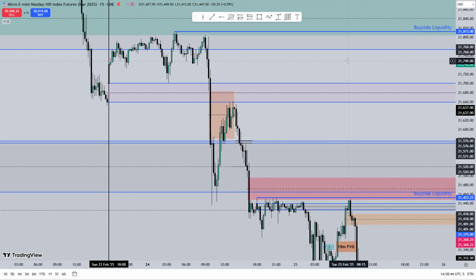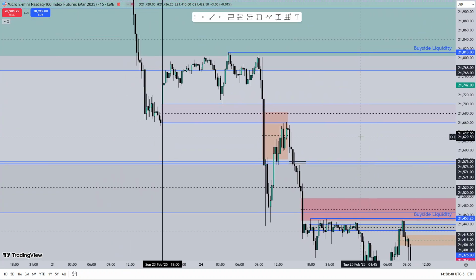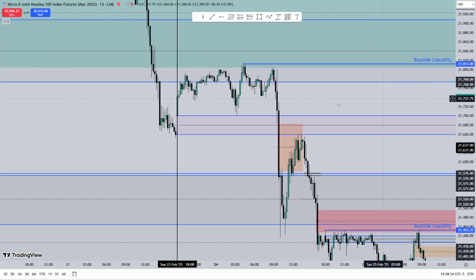I will explain to you guys at the end of the video why the market kept those buy side liquidity. So over here the market simply took those buy side liquidity and fell. This was the 930 run. From here, this is the 930 run.